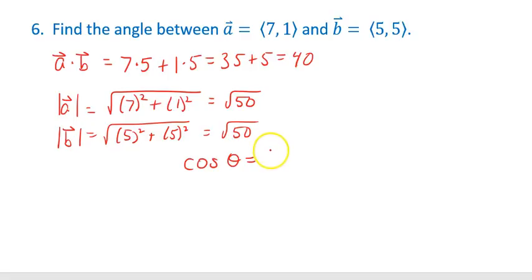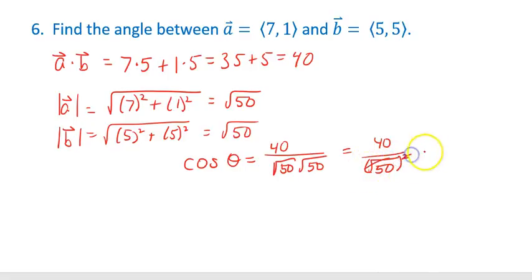The cosine of our angle is going to equal our dot product over our magnitudes multiplied together. Now, before I go on, notice that on the bottom, I have the square root of 50 two times, so that would be the square root of 50 squared. And that square root and square will cancel, so I actually have 40 over 50. And that will reduce, because they both can be divided by 10, to 4/5. So a better equation here would be 4/5, a lot easier to work with.